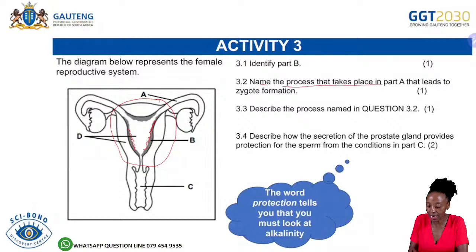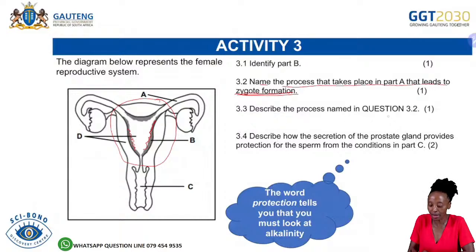Name the process that takes place in part A that leads to zygote formation. We did say part A is where fertilization takes place. And there's a clue here. It leads to zygote formation. The only thing that will lead to zygote formation is fertilization. So it's fertilization.